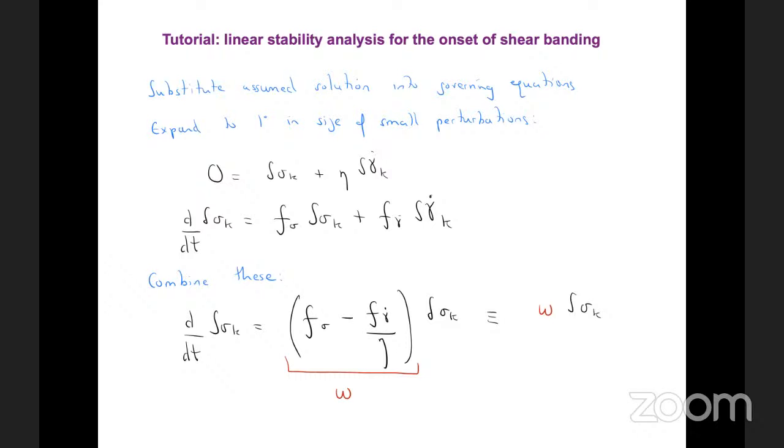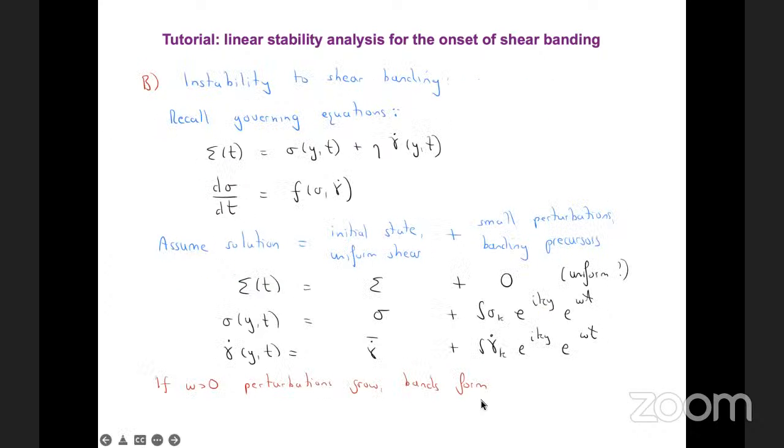So if we substitute the assumed solution into the governing equations and expand to first order in the size of the perturbations, so in other words, we just take this solution, substitute into this, and expand to first order in the size of these perturbations, we get a linearized form of this equation. Well, in fact, this equation is actually linear already, but we get a linearized form of this equation, and linearization involves taking partial derivatives of f with respect to its two arguments.